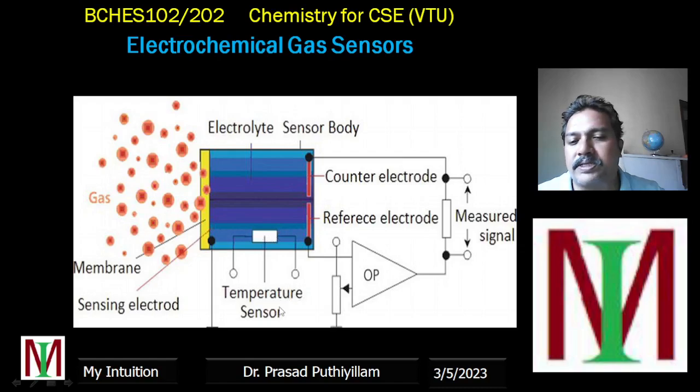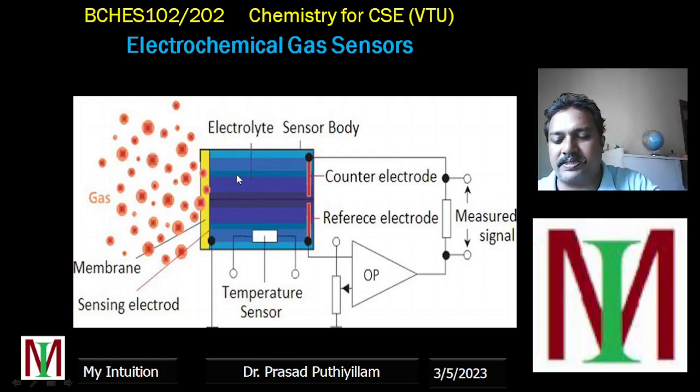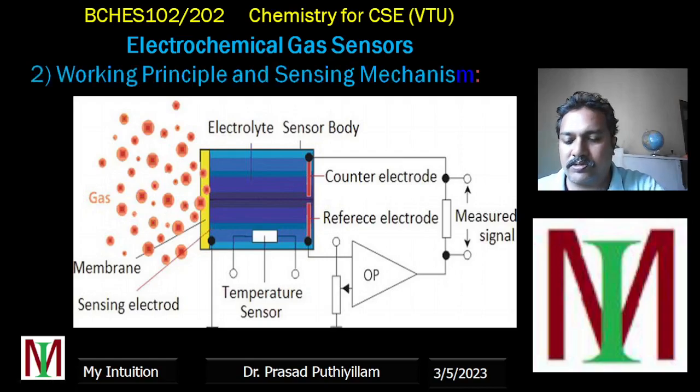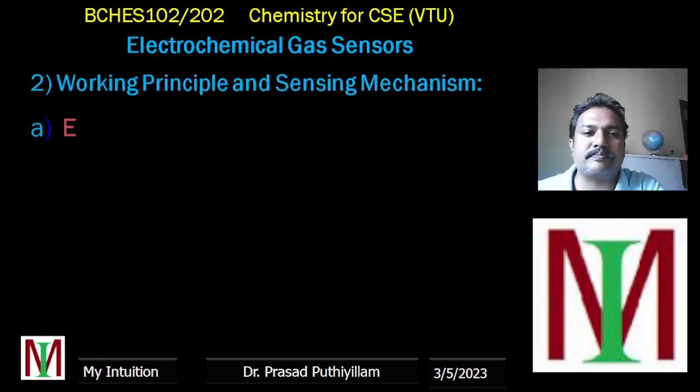There is also a temperature sensor, because with a small variation in temperature, the properties of the gas will vary, and the pressure will vary. Then our measurement will be affected. Therefore, we have to check the temperature and the concentration of that particular gas. This is just a schematic representation. In actual practice, what is available in the market uses this concept, but with different designs. So, the working principle and sensing mechanism.